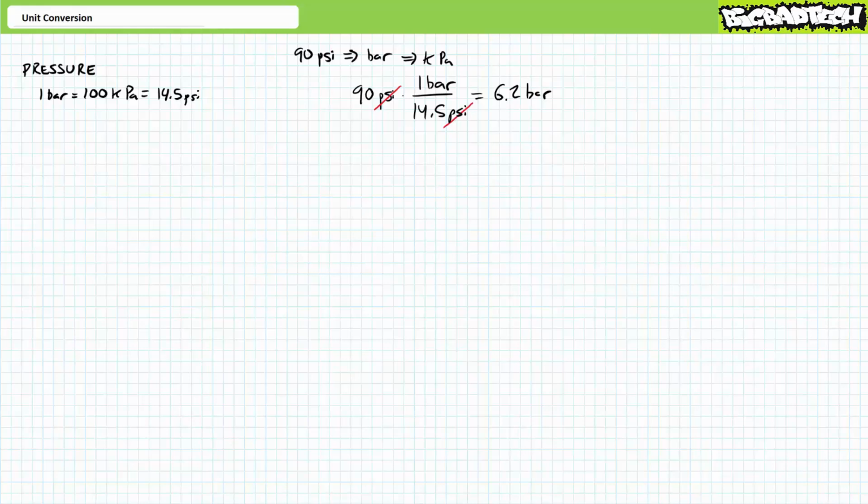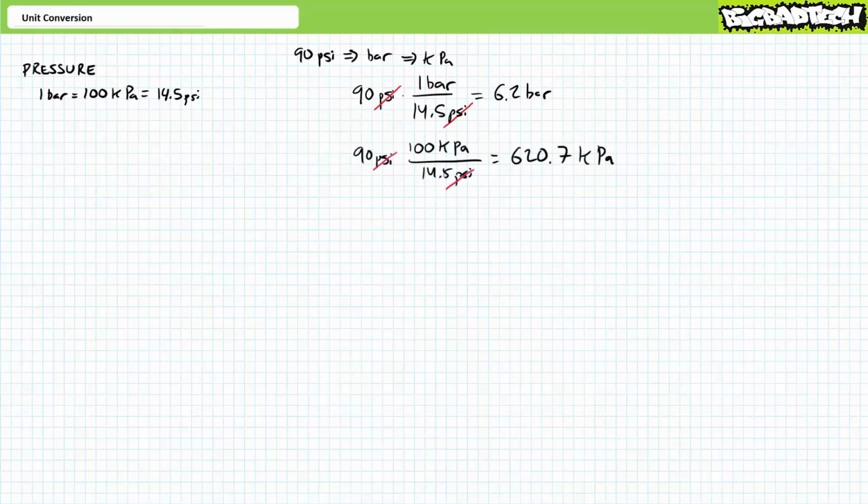We're first being asked to convert 90 psi to bar. The unit we want, bar, is on top. The unit we don't want, psi, is in the bottom. 90 psi times 1 bar divided by 14.5 psi. Units of psi cancel out. We're left with 6.2 bar.